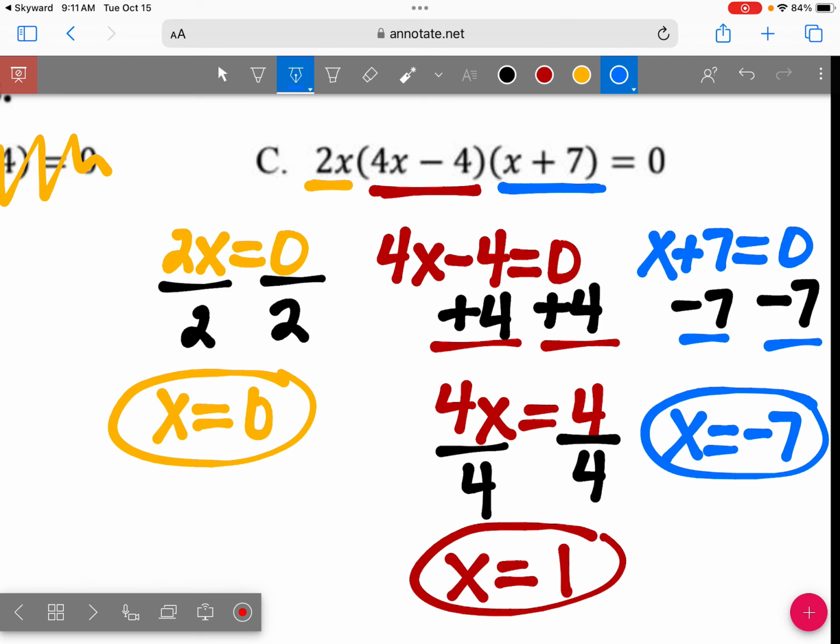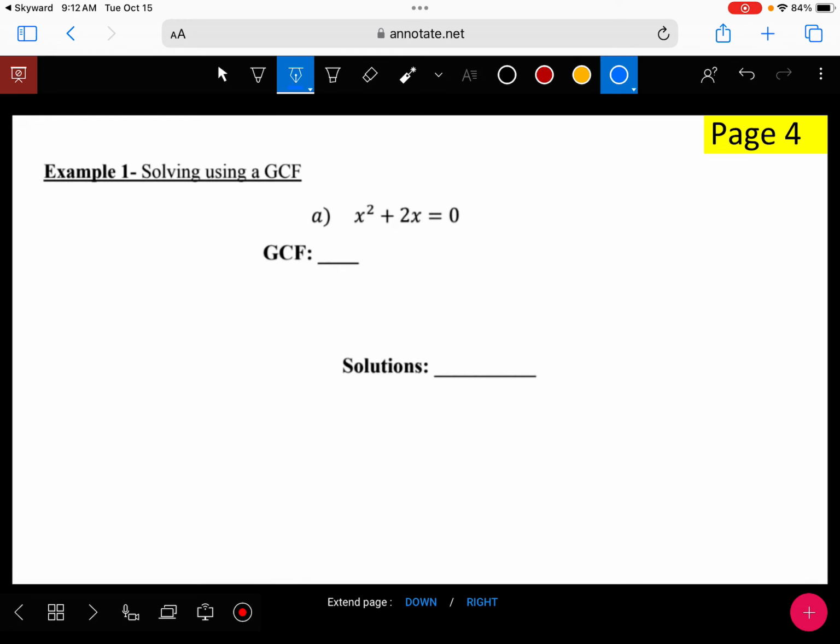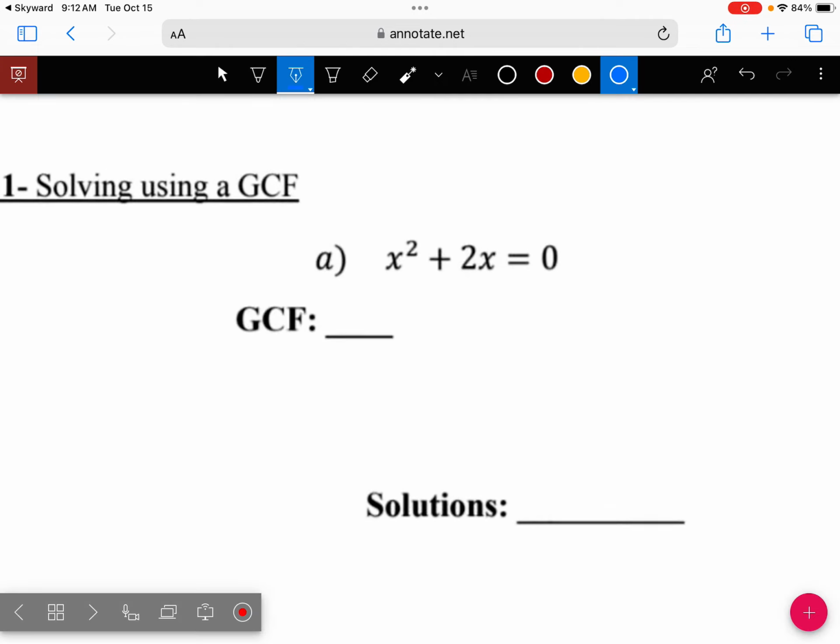These were already factored because they were in parentheses. For the next 4 examples, though, we have to factor them. And we're going to follow the same 3 steps. Set it equal to 0, look for a GCF, and then factor. All right, so let's go ahead and get started. Let's look at this first one, example A.